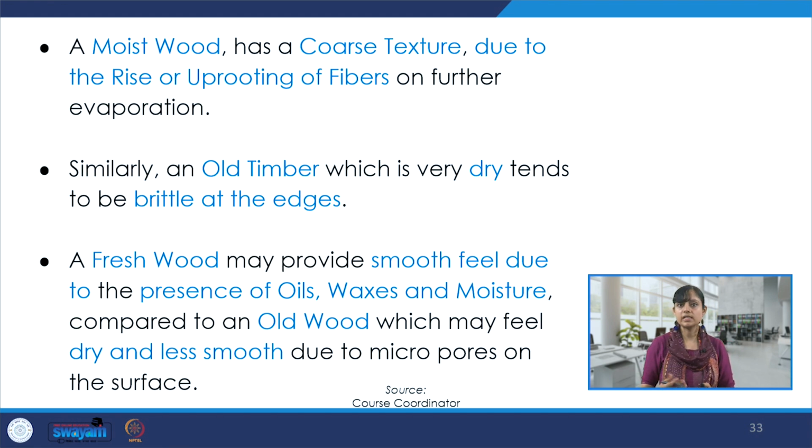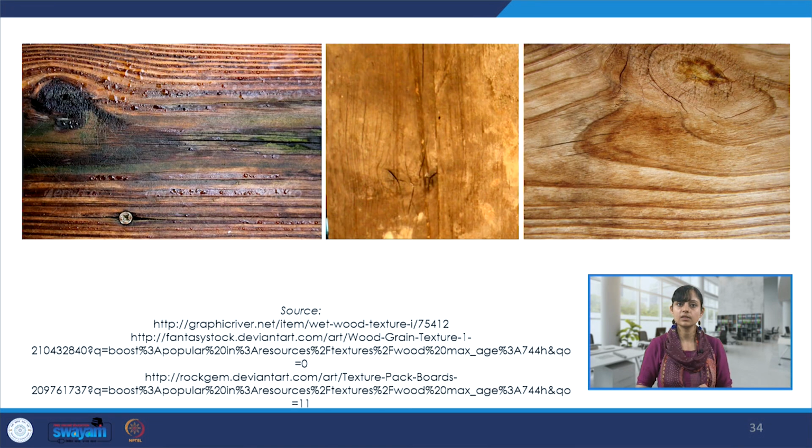A moist wood has a coarse texture due to the rise or uprooting of fibers. Similarly, an old timber which is very dry tends to be brittle at the edges. So more rings, more age, older the timber, it tends to be dry and hence it is brittle at the edges. A fresh wood may provide a smooth feel due to the presence of oils, waxes, moisture, etc. These are some of the images.